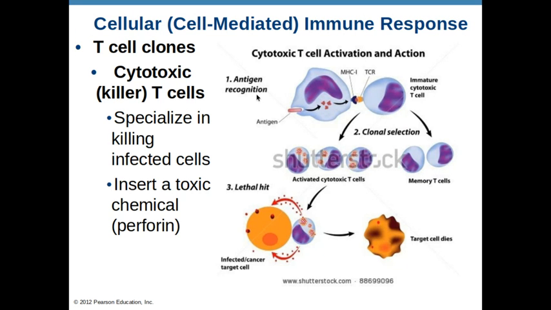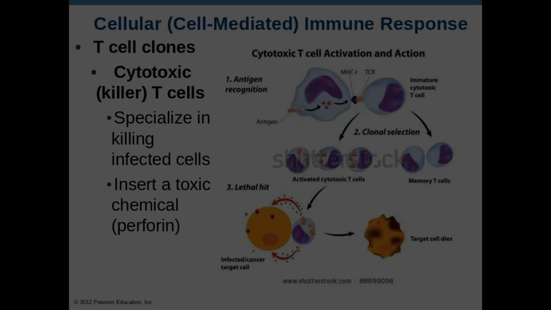When we talk about those T cell clones, one type of clone is going to be those cytotoxic killer T cells, and their job is just to kill. They use this same perforin chemical that we saw the other day in the second line of defense. So they find the invader and they kill it. That's a pretty simple job. These are guys like the special forces.